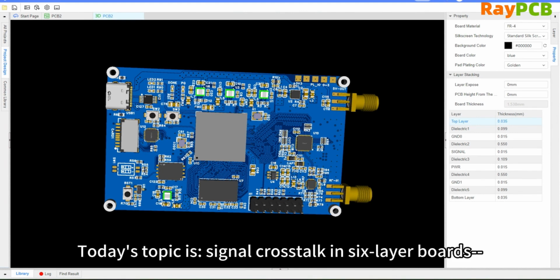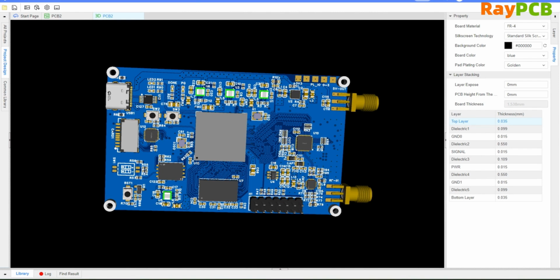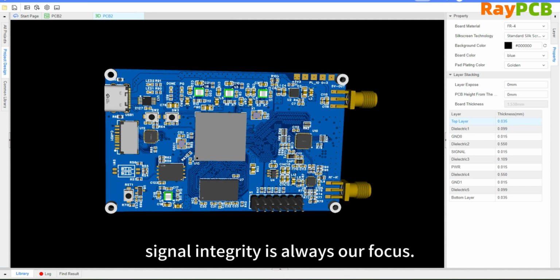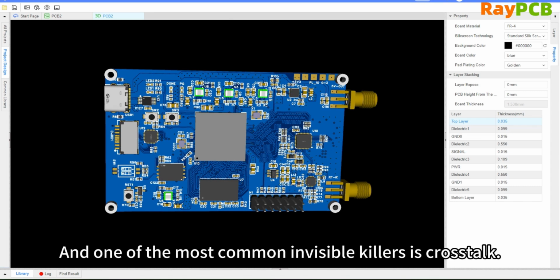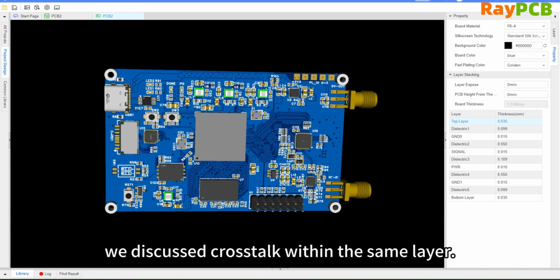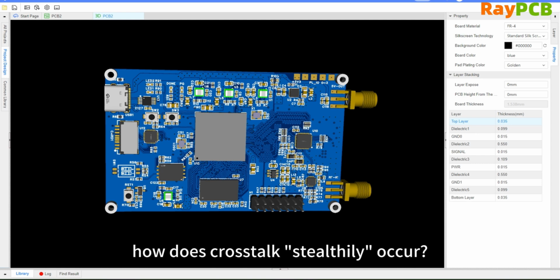Today our topic is crosstalk in 6-layer PCBs. How does it sneakily occur in 6-layer boards? In high-speed PCB design, signal integrity is always a key focus for us. One of the most common hidden killers is crosstalk. In 4-layer boards, we've discussed crosstalk within the same layer, but in more complex 6-layer boards, how does it sneakily occur? Today, let's dive deeper.